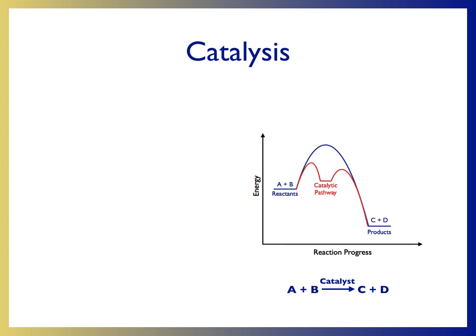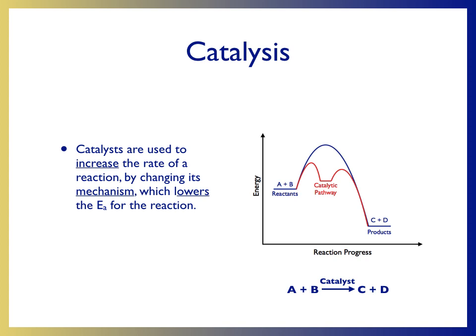The last topic that we need to discuss in regards to chemical kinetics are catalysts. Catalysts are chemical species that are added to increase the rate of reaction. Catalysts usually increase the rate of reaction by changing the mechanism of the reaction. The new mechanism oftentimes has a lower activation energy for its rate determining step than the activation energy for the previous reaction.